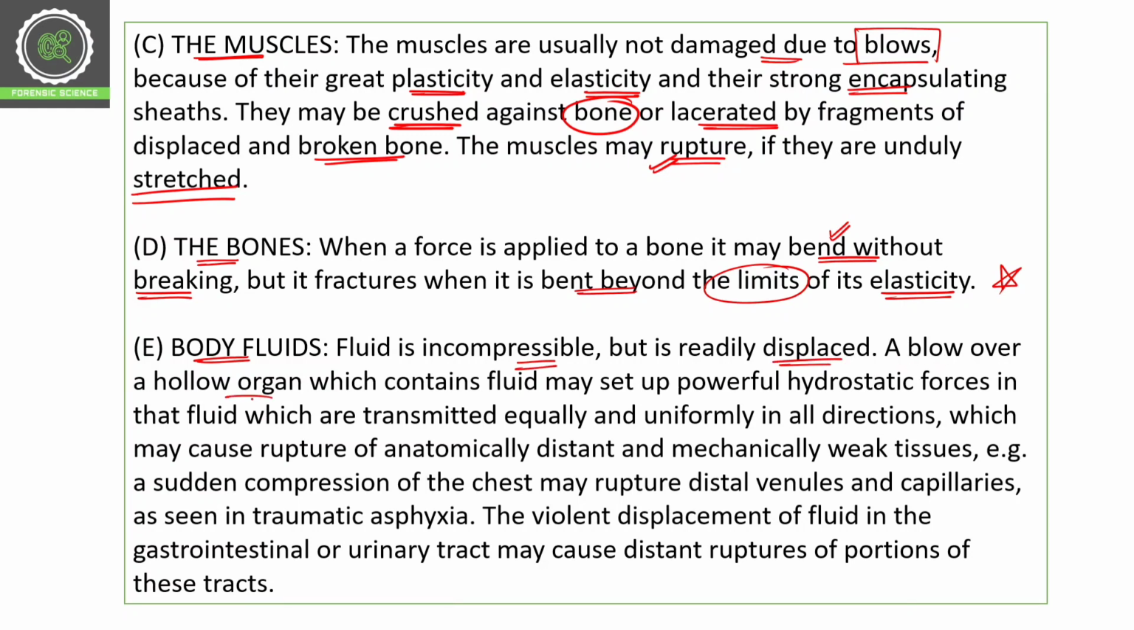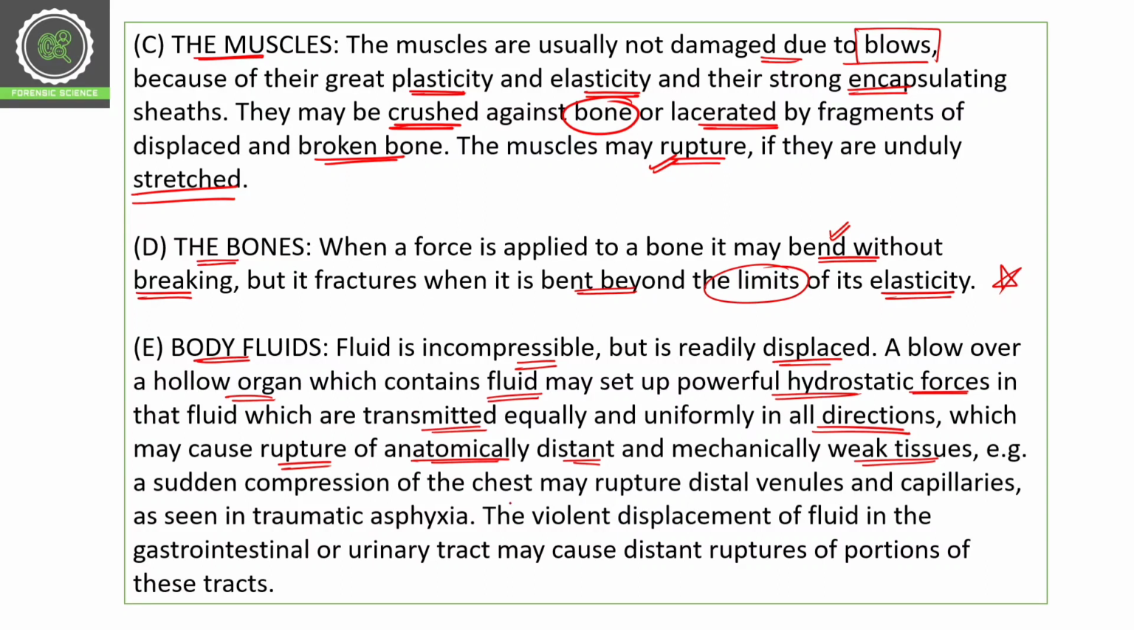A blow over a hollow organ which contains fluid may set up a powerful hydrostatic force in that fluid, which is transmitted equally and uniformly in all directions, which may cause rupture of anatomically distant and mechanically weak tissues. So it is going to get the rupture if pressure is applied and that particular organ contains some fluid. So the blow and the transfer of energy will be equally distributed in all directions in that particular organ, and if that is a weak tissue, it's going to get the rupture.